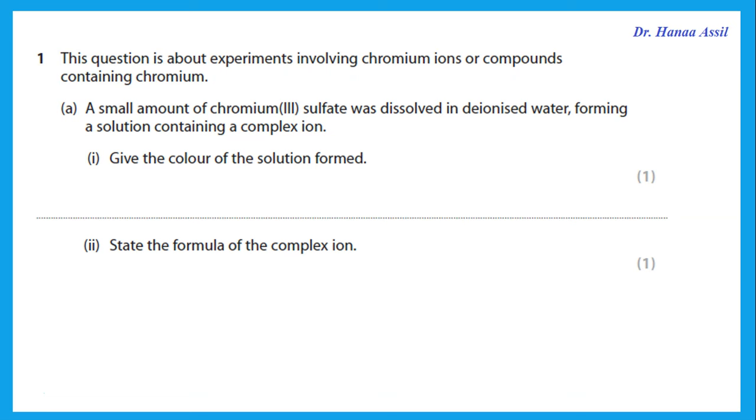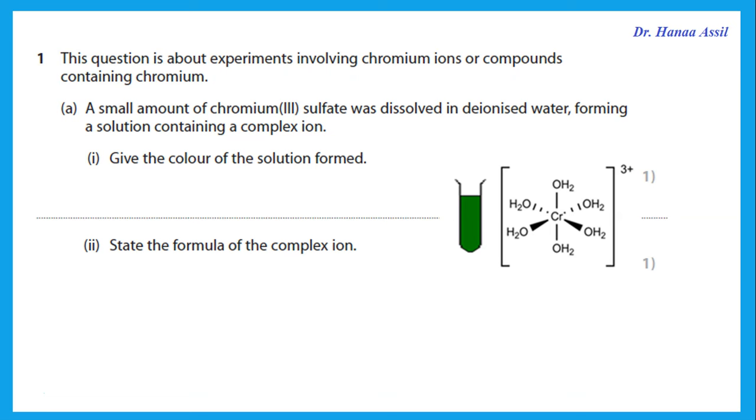Of course, when we dissolve chromium-3 plus in water, it forms this complex ion, which is green in color. Remember, chromium-3 is a green complex, and the formula of this complex ion is chromium with 6 water ligands. Remember, each water does not have any charge, so the overall charge of the complex is the 3 plus of the chromium.